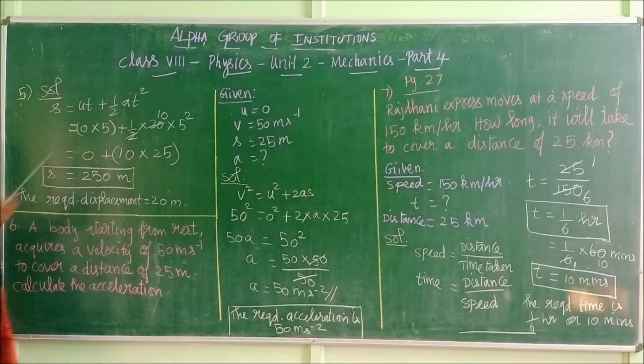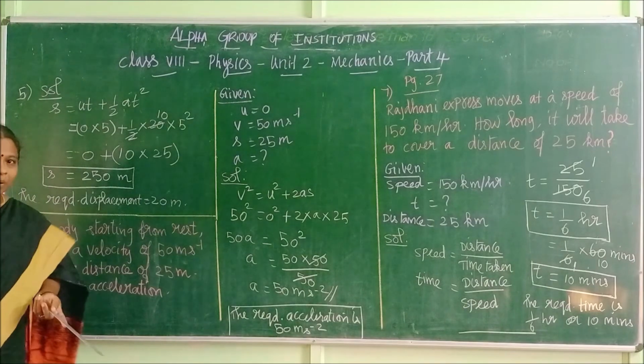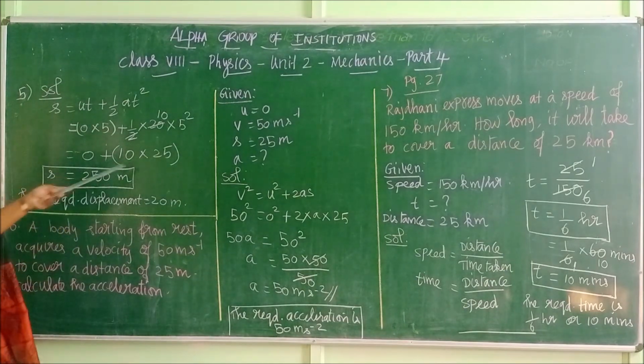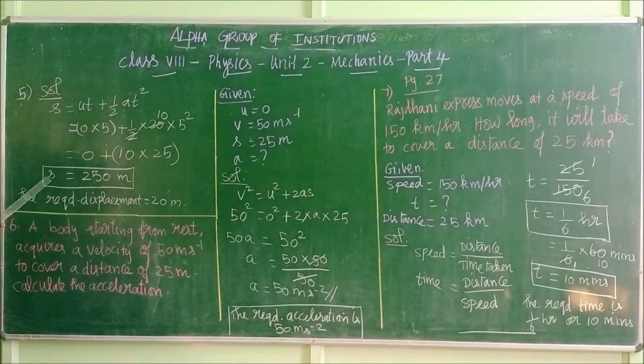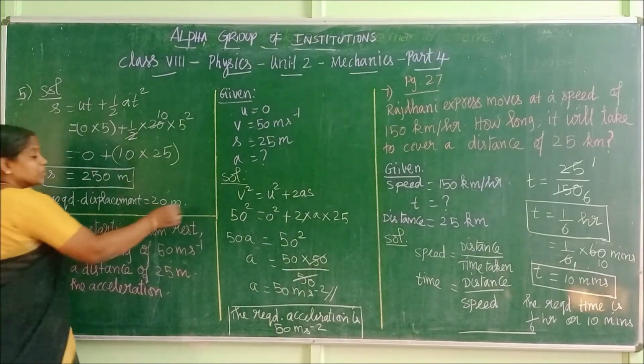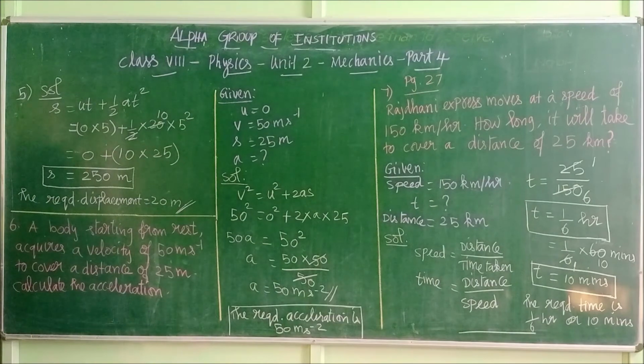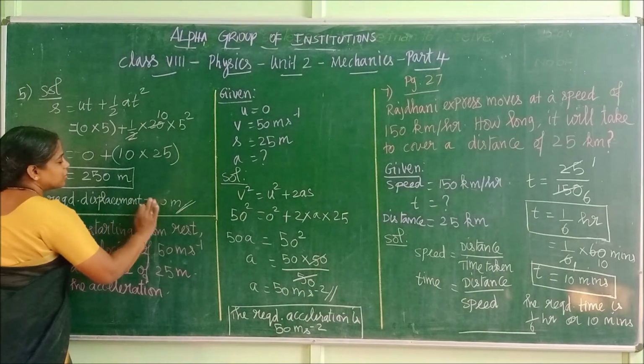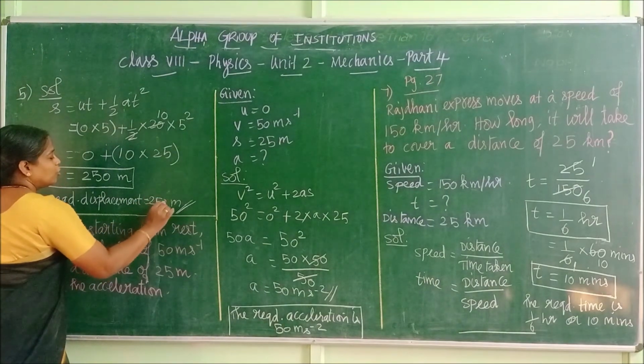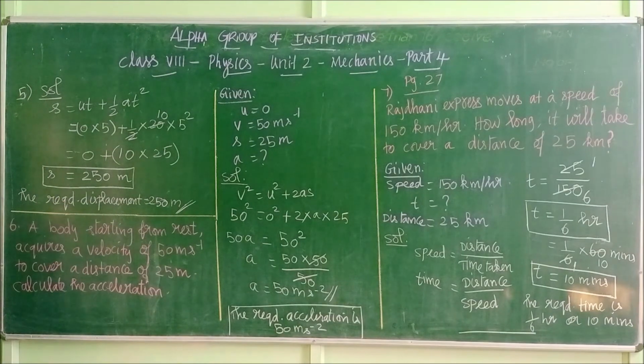If it is some number over here, your answer may go wrong. That's why I am telling you. So 250 meter. S's displacement is 250 meter. So the required displacement is 250 meter, children. Right? Next one, sixth sum.